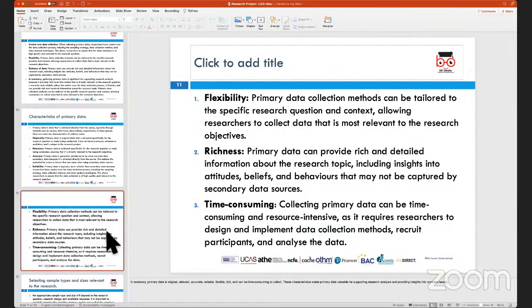Now, although primary data is quite helpful because it helps you get data from the source's mouth, and that means there is very little dilution or very little misinterpretation which can happen because you're collecting the data directly from the source. However, when you look at primary data collection, there are also some disadvantages. One is that primary data collection methods tend to be flexible.